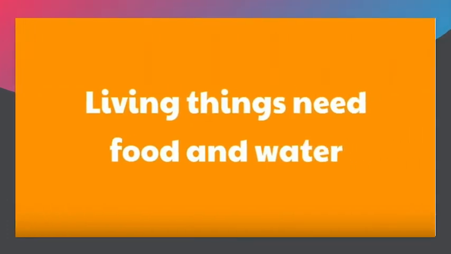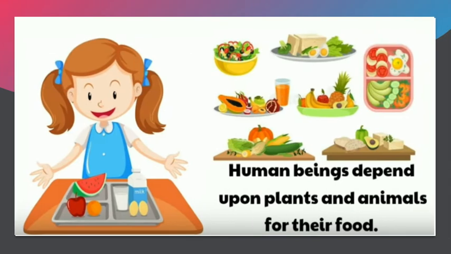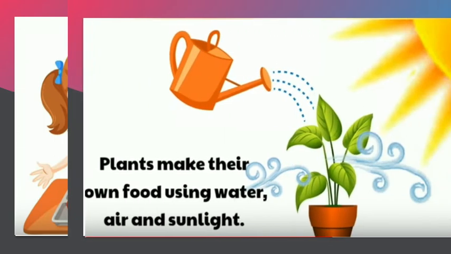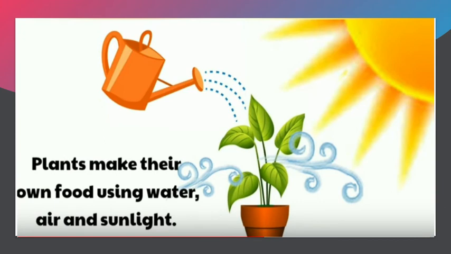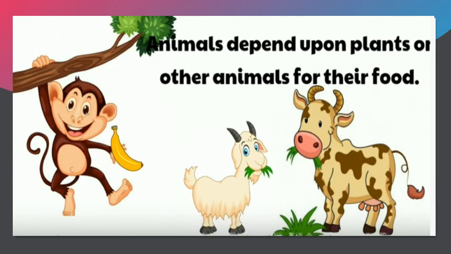The next feature of living things is that they need water and food. Human beings depend upon plants and animals for their food. Plants make their own food using water, air, and sunlight. Animals depend upon plants or other animals for their food.